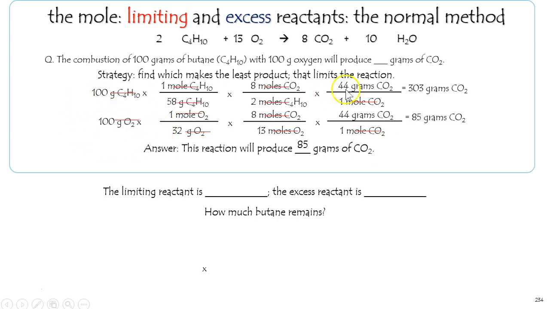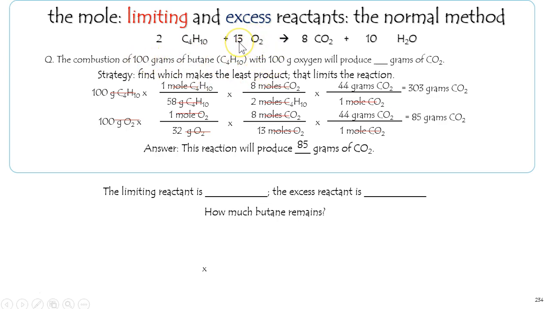Time saver. Wouldn't it be nice to only have to do one of these rather than the other? The way I do it is I just imagine the molar masses as written and see if one is enough for the other. In other words, I see that 116 grams of this requires 13 times 32. I don't know what that is. That's like 400 grams or so. So 116 requires more.